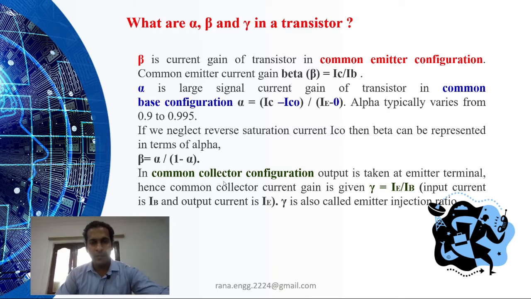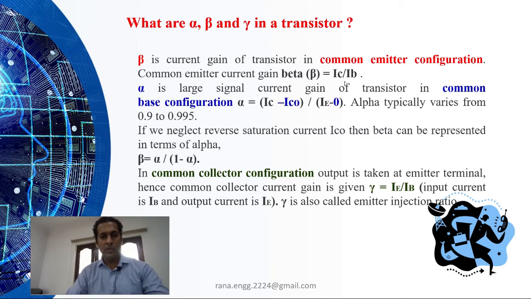We have three types of configuration: common emitter, common base, and the third one, common collector. These are given as output by input. For common emitter, output is IC and input is IB because the emitter is common. So the input terminal will be the base, and the output terminal will be the collector. So we take beta is equal to IC by IB.